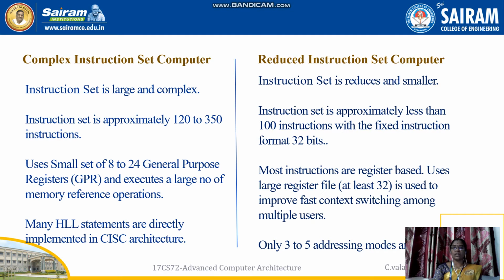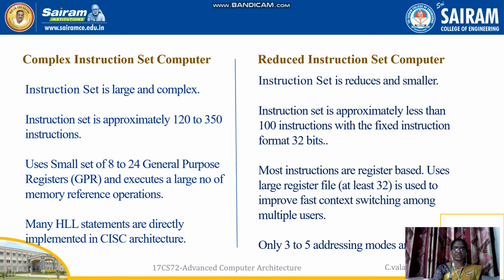When you move on to RISC architecture, the instruction set is obviously reduced and it is smaller compared with the CISC architecture. The instruction set has approximately less than 100 instructions, with a fixed instruction format of 32 bits. Most instructions here are register based and use a large register file, at least 32.